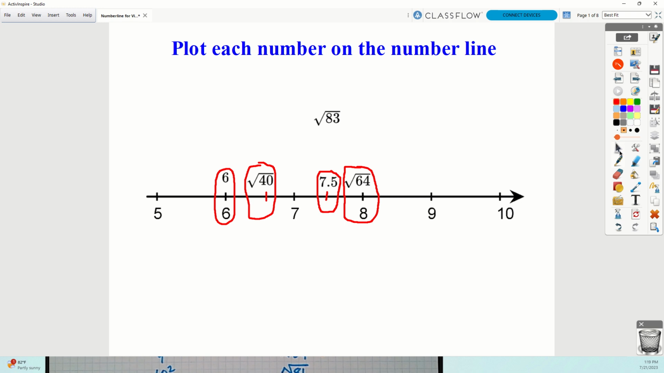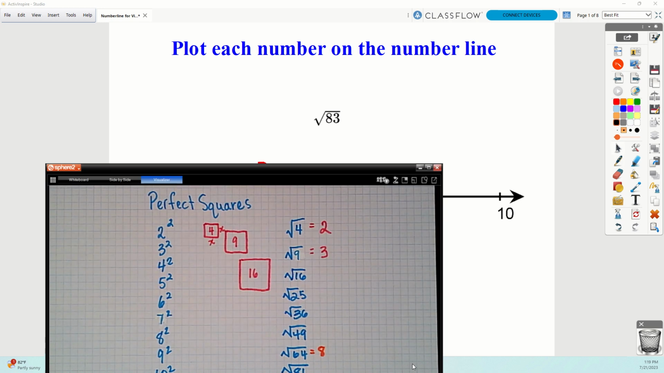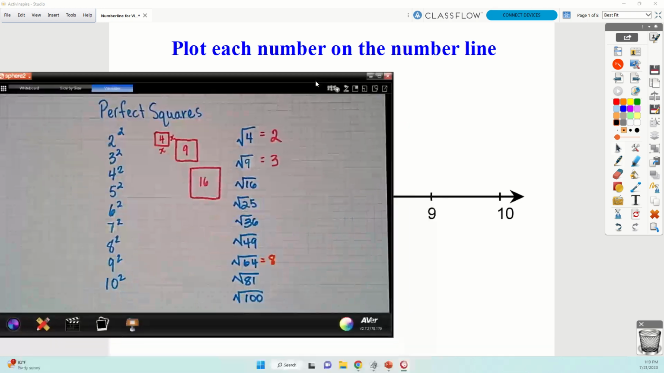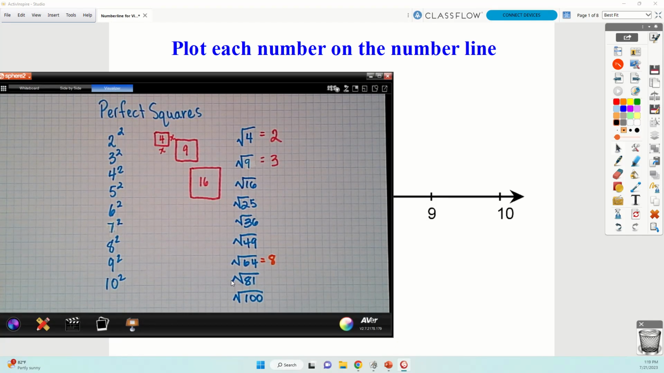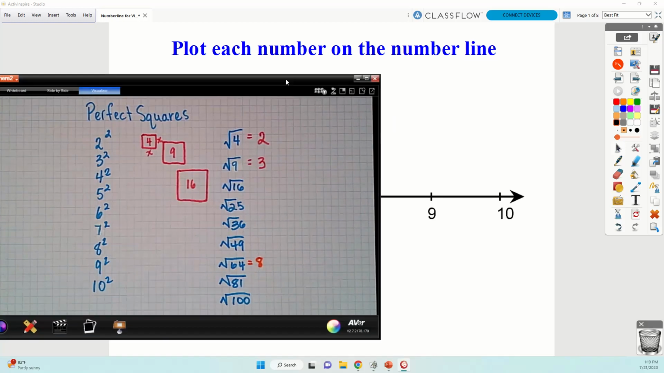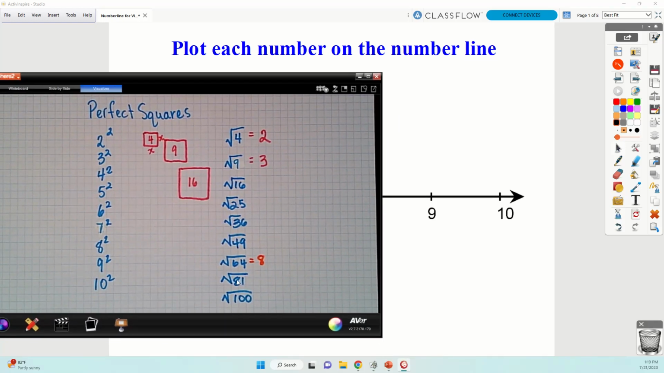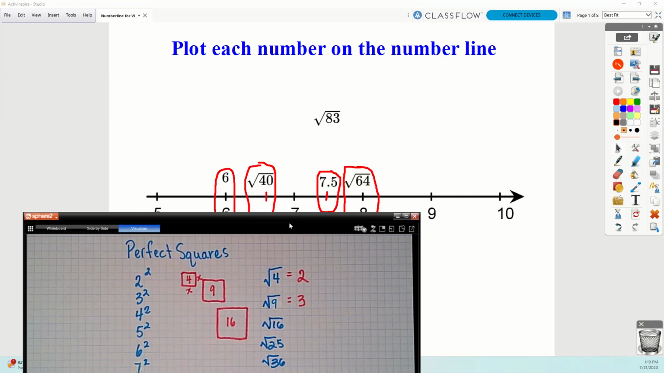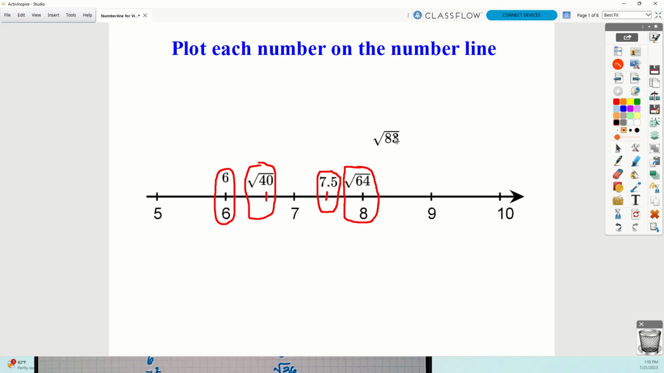Okay, so we have 83. So 83, what will we do with that one? So again, we can come back over to our list, and I see 9 times 9 is 81. The square root of 81 is 9. Well, I have 83. That is just over 81. So then I know that if I want to put this on the number line, it's going to go just after 9.